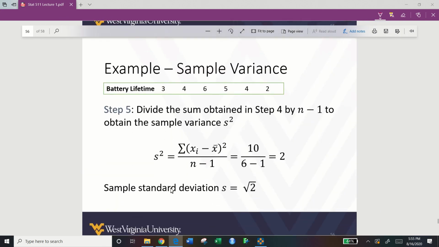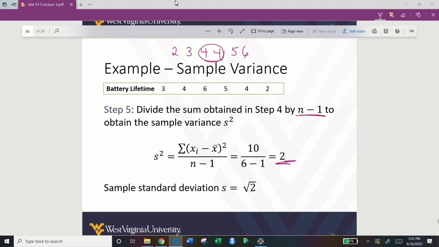Last step, we can divide by n minus 1 to give us our total sample variance. So 10 divided by 6 minus 1 is going to equal 2. So our variance is 2, which if we look at our data, we said that the average was 4. If I put this data in least to greatest order, we have 2, 3, 4, 4, 5, and 6. We are saying from our sample variance that the average spread from the mean is 2.